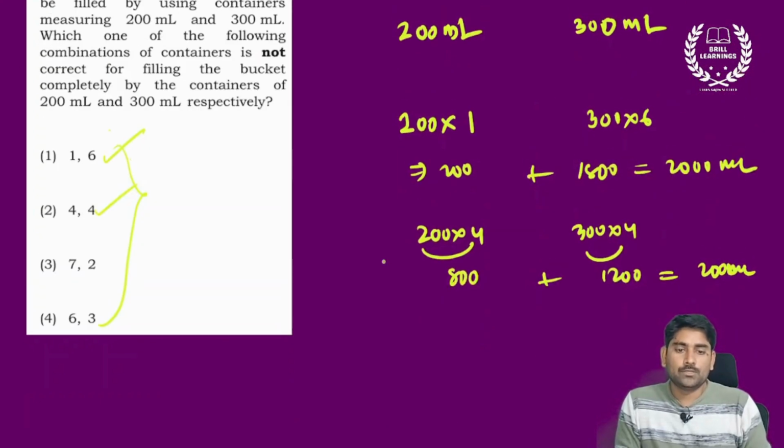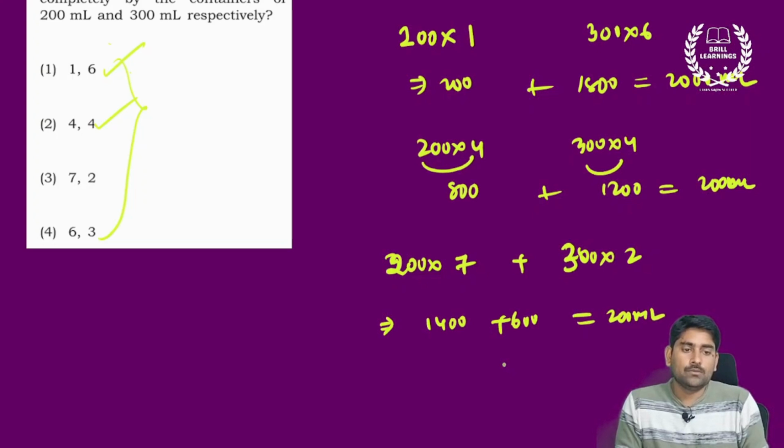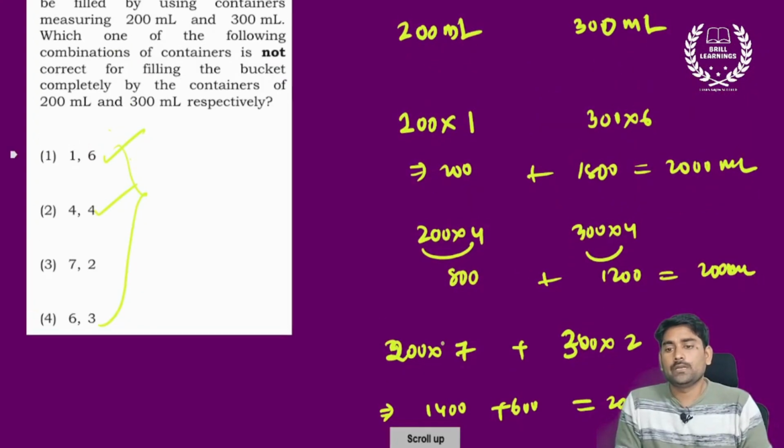Let's check the third option. 200 into 7 plus 300 into 2. We will get 1400 plus 600. Here also 2000 ml. Okay, this is also a correct statement. This is the wrong statement. So that is why this is our answer.